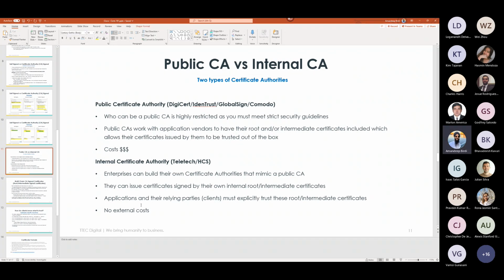And again, no external costs. And I say that because there's still a cost involved here, right? It's just you're not paying somebody outside the company. You've got the cost of running. You've got people, right, running or managing the internal CA. So it's still costs, but it's cheaper.